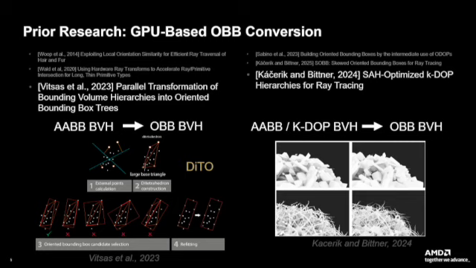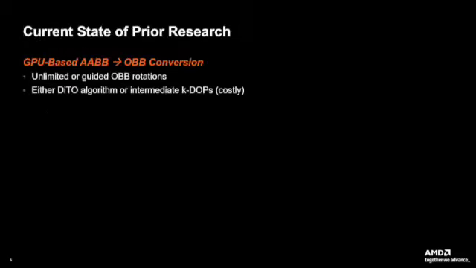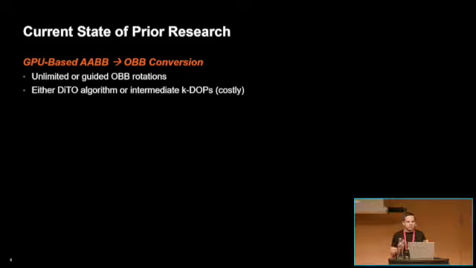And they also demonstrated that you can build this BVH in milliseconds. The current state of the art, basically what we are taking for our work, is the GPU-based AABB to OBB conversion. What they have is an unlimited or a guided OBB representation, but it can be arbitrary depending on how you guide those.